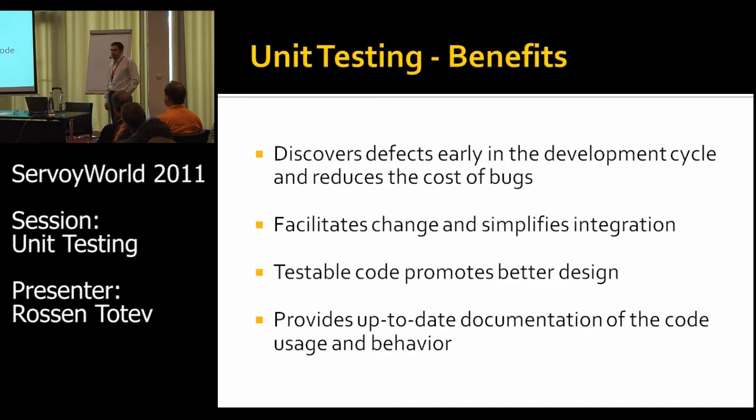What are the benefits of unit testing? The most important thing is that any defects in your code are discovered during the development cycle. That means that it is much cheaper to find a bug right then while you're coding that specific part of your application, versus having to wait for something to be deployed to the customer or even go to QA.